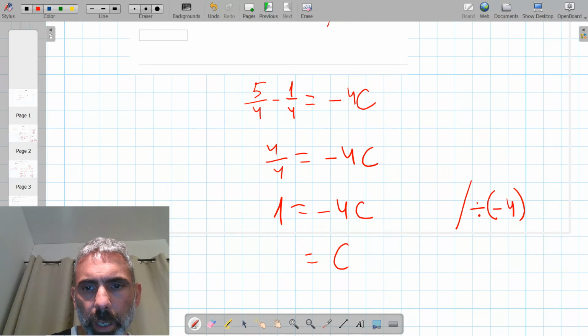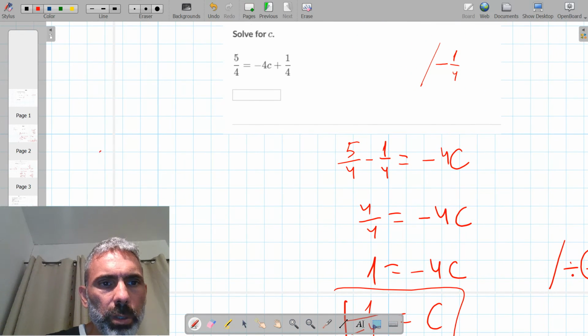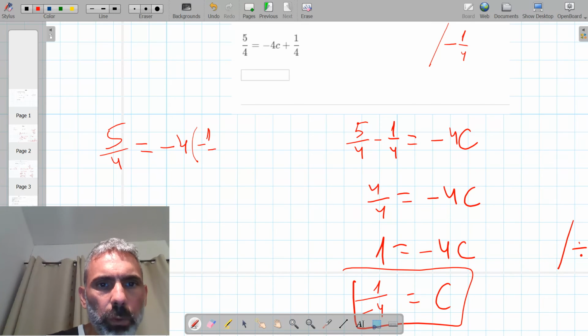So on the right hand side we are left with c, and on the left hand side 1 divided by minus 4, so negative 1/4. Okay, so this is the answer. Now let's plug it in the original equation. So 5/4 equals minus 4 times minus 1/4 plus 1/4.